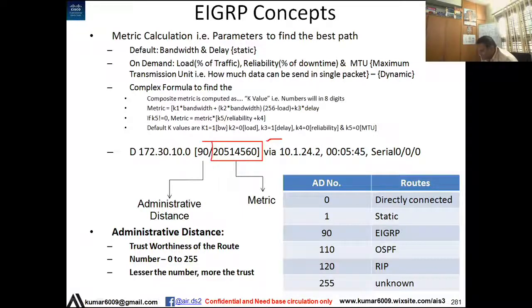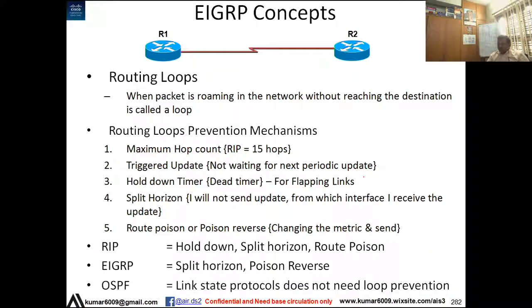The number will be this size. But how do you find this number? Using this formula: bandwidth, load, delay, reliability, MTU. A huge formula will run and find the metric value. Basically, it uses bandwidth and delay. Now, all this we discussed, right? Admin distance value. Any doubt in this, Mallikarjun? No, sir.